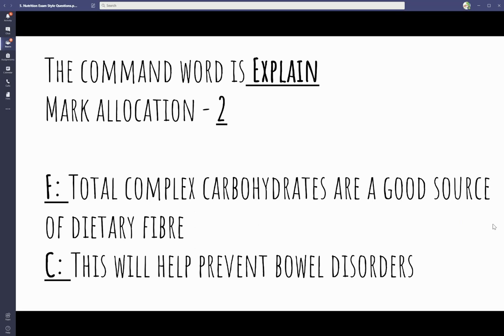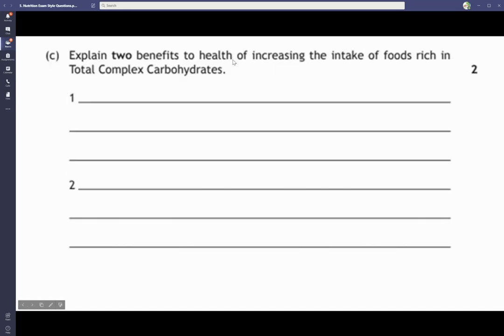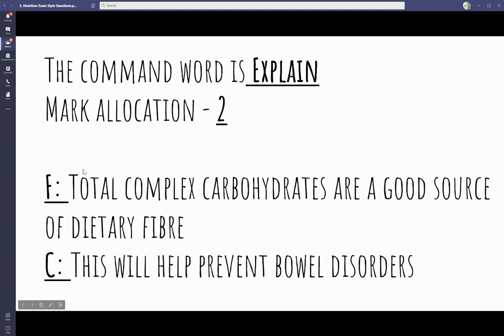Here is an example. F for fact, total complex carbohydrates are a good source of dietary fibre. That is a fact, that's not going to change. However, the next part of the question will change as it is referring to what the question is about. So the question has asked us here, if I go back, benefits to health. So the next part of that answer, the total complex carbohydrates are a good source of dietary fibre, but the link to the question here about benefits to health is a consequence. This will help prevent bowel disorders.